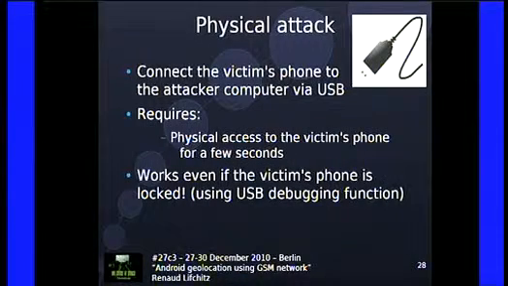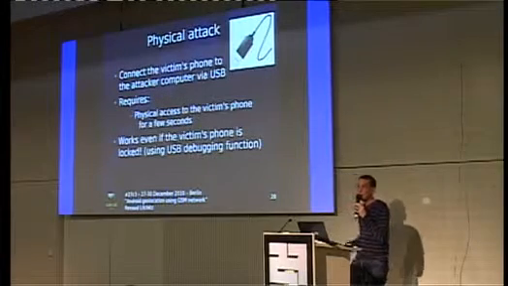So how does the physical attack work? You just have to connect the victim's phone to the attacker's computer via USB. So if you have access to a phone, just for a few seconds, you take it, you plug in the USB cable and you dump the logcat, the radio logcat. This takes only 3 or 4 seconds. This is very, very quick. And it even works if the victim's phone is locked, thanks to the USB debugging function you have on Android, right? So this was the physical attack.